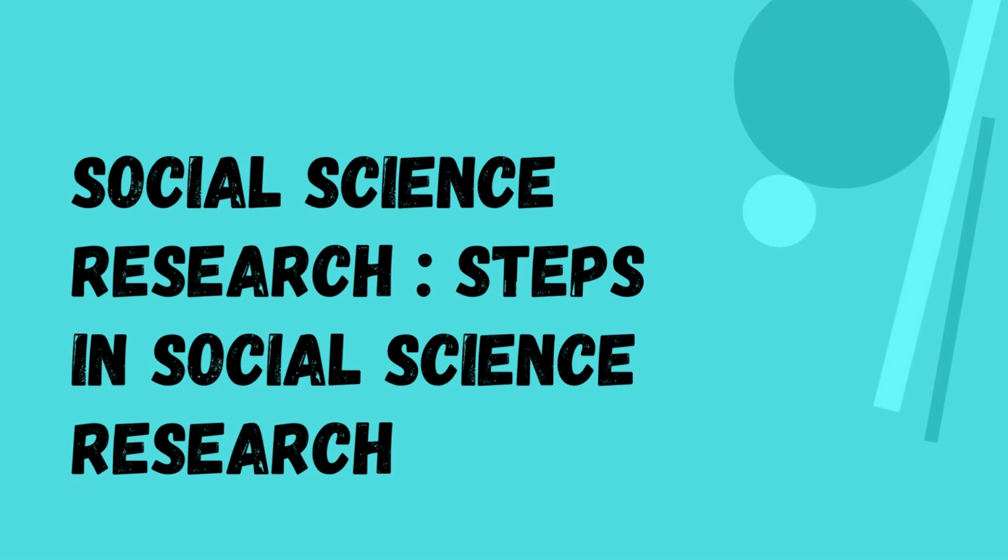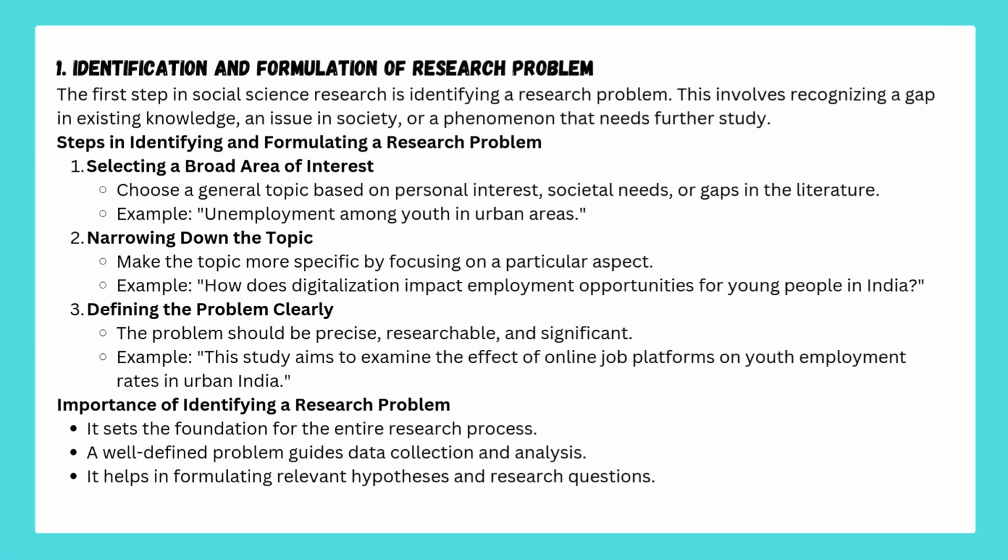Social science research. Steps in social science research. 1. Identification and formulation of research problem. The first step in social science research is identifying a research problem. This involves recognizing a gap in existing knowledge, an issue in society, or a phenomenon that needs further study.